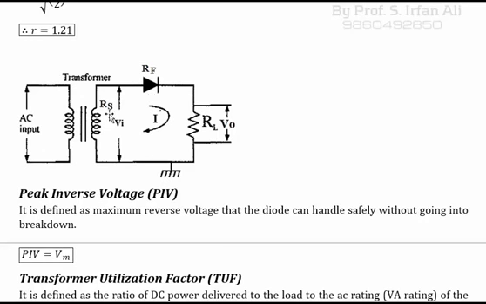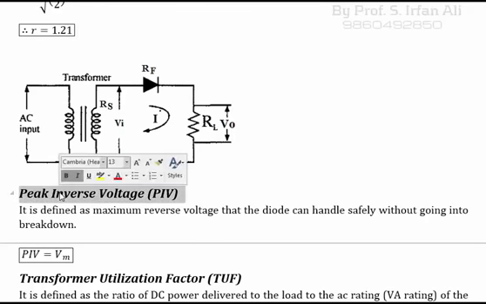So when positive cycle will come at the input side, the upper side of primary will become positive, and simultaneously the upper side of secondary will also become positive. So when this will become positive, diode will become forward bias. In that case, the voltage that is appearing across diode is forward voltage. But in case of peak inverse voltage, reverse voltage must come. So you can experience this in the second case, means when you receive negative cycle.